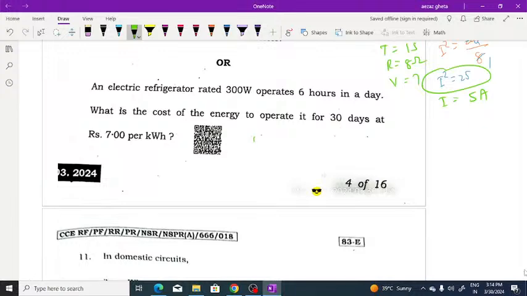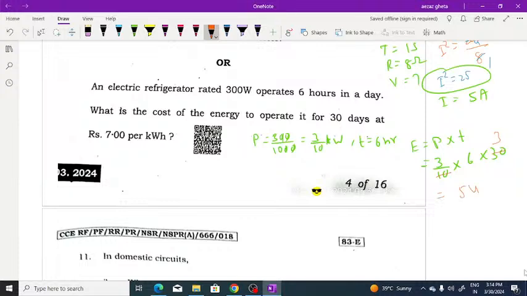Let us see this. Power is equal to 300 watts, so 300 divided by 1000, that is 3 by 10 kilowatt, and time is equal to 6 hours a day, cost of energy for 30 days. Energy is equal to power into time, so 3 by 10 into 6 hours, and we are using it for 30 days, so multiply by 30 also. 3 by 10 into 6 into 30 gives 54 kilowatt hour. And 54 into 7 is 378 rupees. Understood, boys and girls?